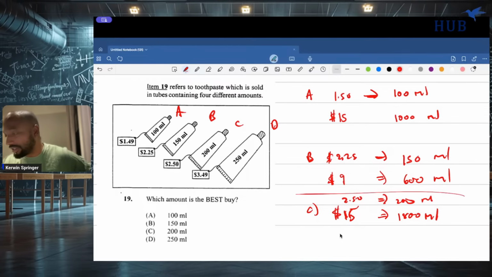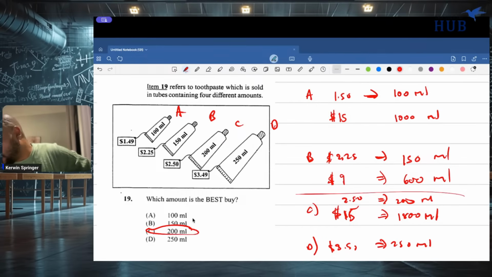D is $3.49, which is like $3.50. It gives us 250 ml. Nope. I can already see the jump here was too high. This raised the price by a whole $1 for just 50 more ml. So the best answer is the one where you pay $2.50 and get 200 ml. That's the best one. It takes a little bit of arithmetic prowess.